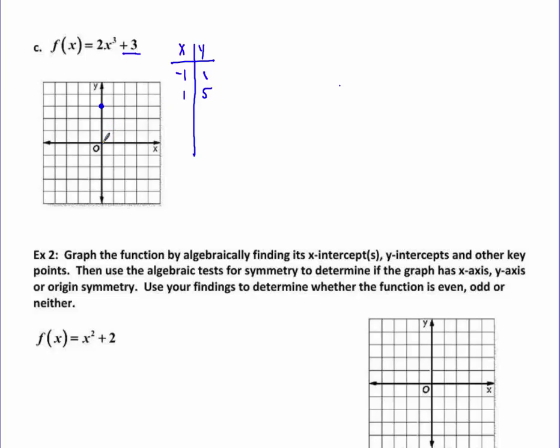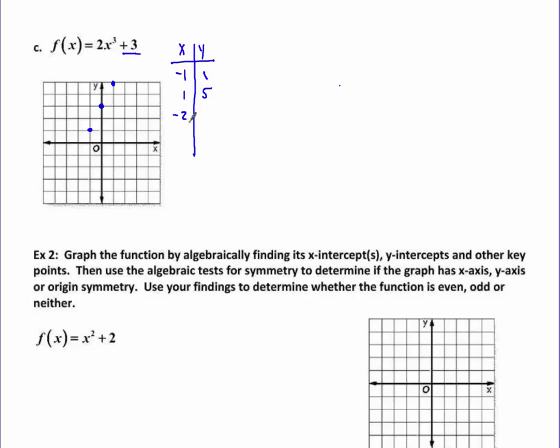So now I've got the points -1, 1 and 1, 5. So this is maybe a little different looking graph. Maybe it's going to be a parabola that comes over here. Maybe it's going to go upside down like this. I'm not sure. So I'm going to keep picking some points.